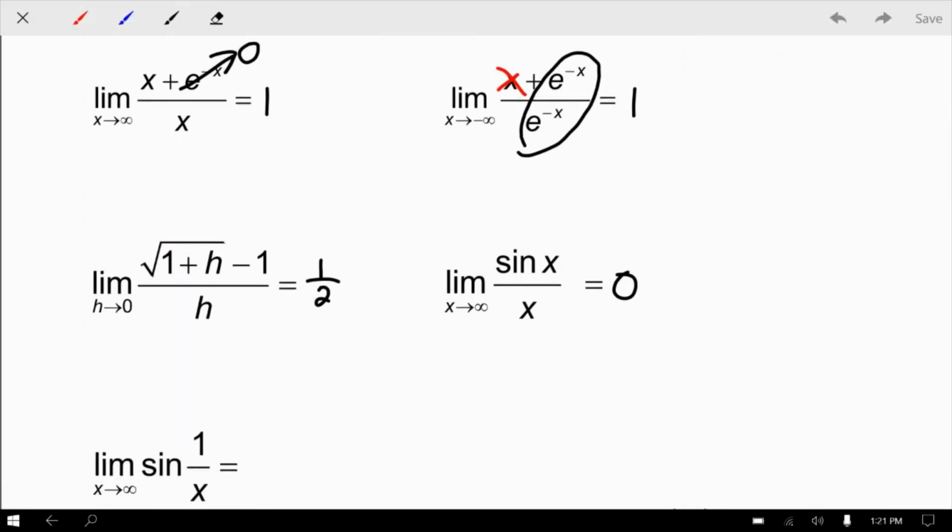The next one here is another one where you're just going to multiply by the conjugate. You should see the h cancel out. You're going to get 1/2. This one's a little tricky. We have the sine x over x form, but notice it says x is approaching infinity. Remember, the numerator is bounded between negative 1 and 1. The denominator is getting infinitely large. So that's going to approach a value of 0.